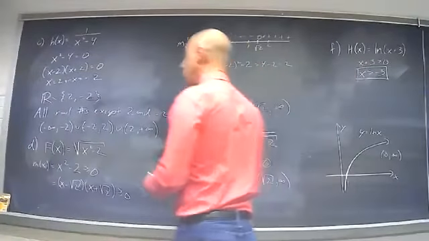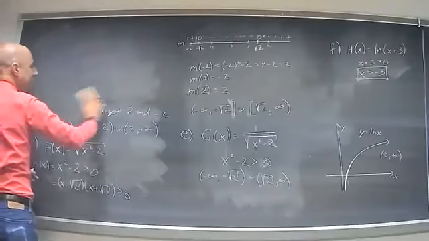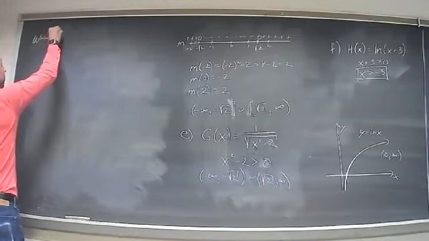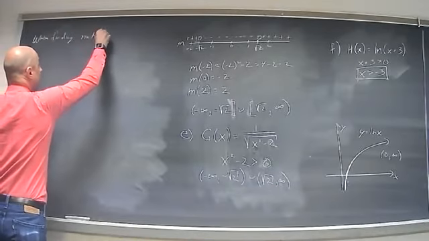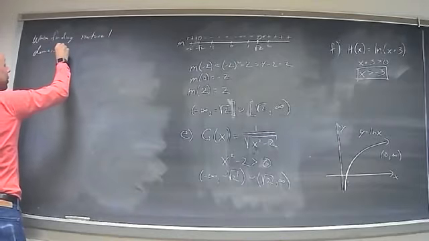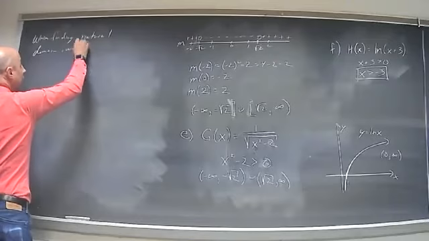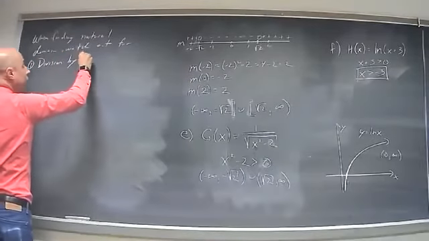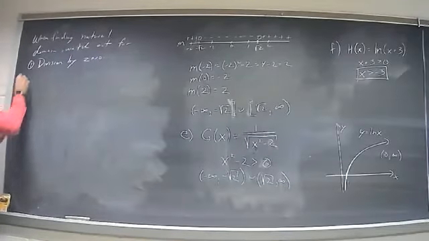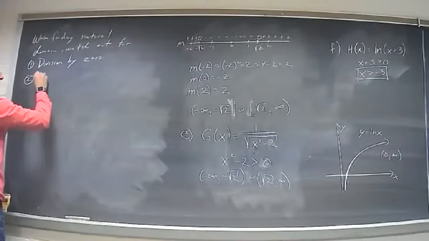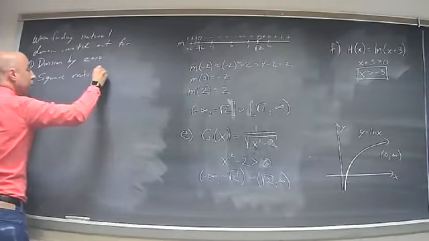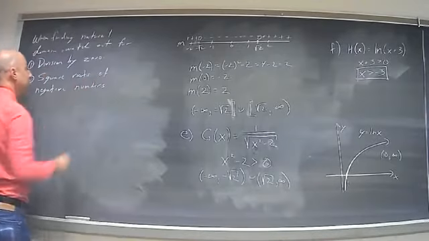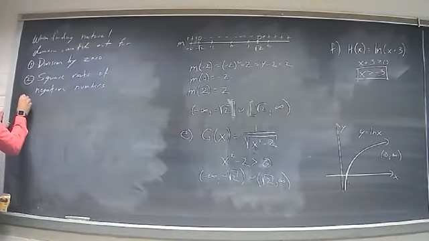So when finding the natural domain, watch out for the following. Watch out for division by 0. Watch out for square roots of negative numbers. You can't have square roots of negative numbers, not if you hope to have a real solution anyway. Watch out for logarithms of anything that's negative or 0.